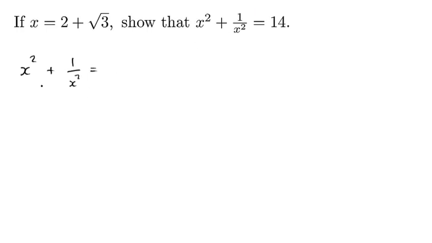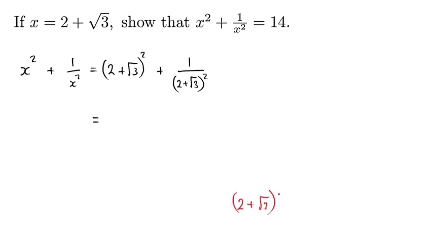Okay, so let's substitute. Where there's x, we replace x with what we've been given, which is 2 plus root 3. Now remember, this is squared. Again, 1 over 2 plus root 3, and this is squared. So let's see how it goes. Since it's squared, it has to multiply by itself. Now, let me just do the multiplication here. I'm multiplying 2 plus root 3 by itself.